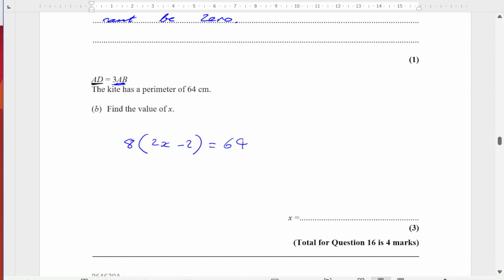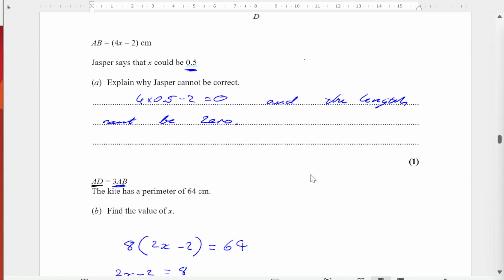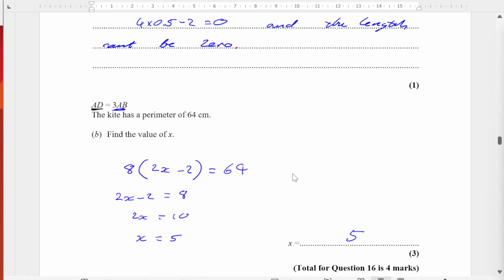You could multiply out this bracket as your first step. I would find it easier to divide both sides by 8 to start with. So that would mean that 2x minus 2 is equal to 64 divided by 8, which is just 8. Add 2 to both sides. 2x is equal to 10. Divide both sides by 2. x would be equal to 5. And I've made a slight mistake here. I should have had not 2x there, that should have been 4x.